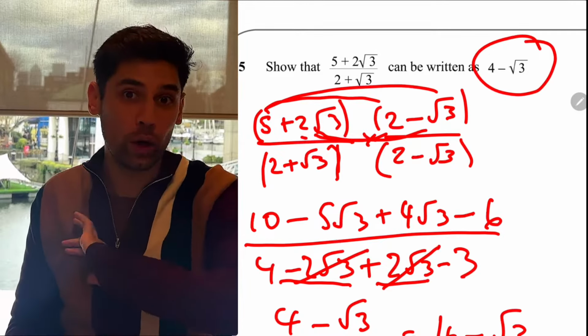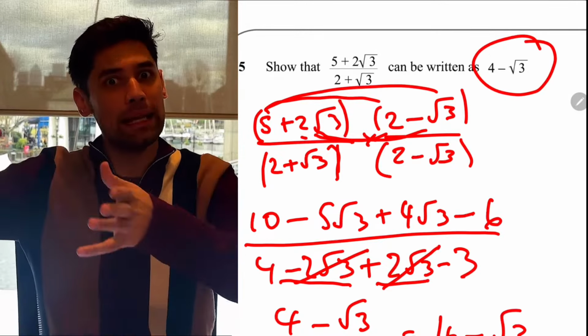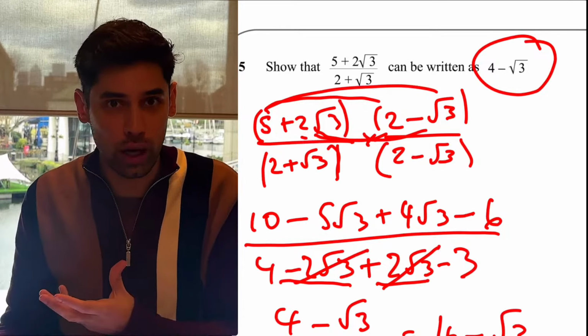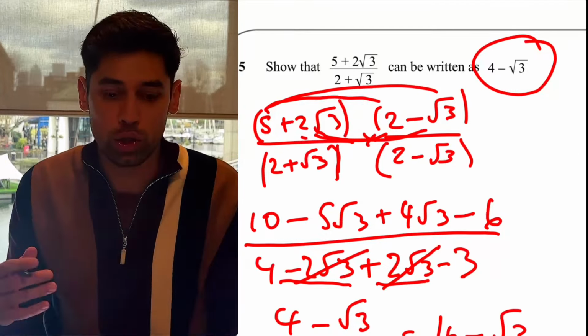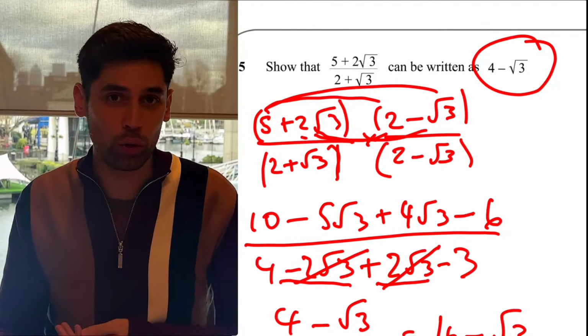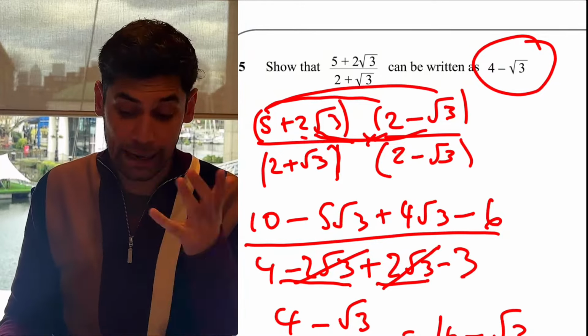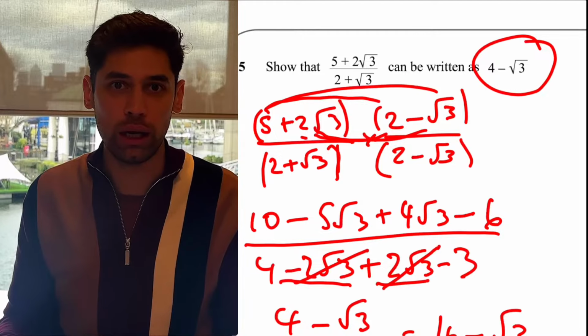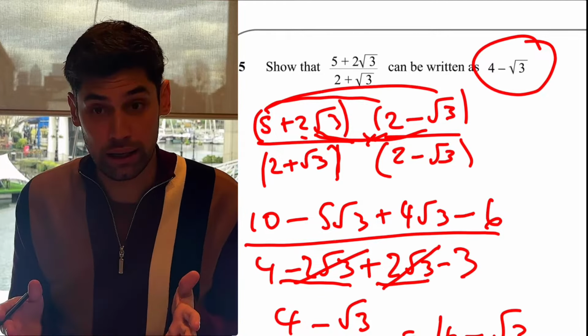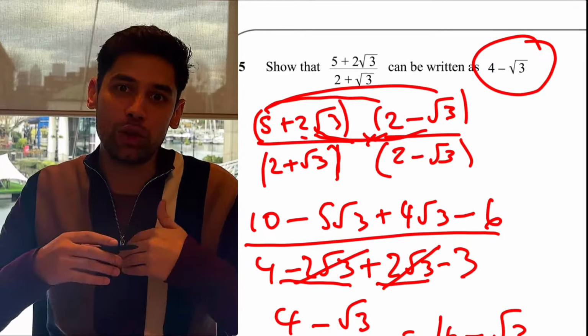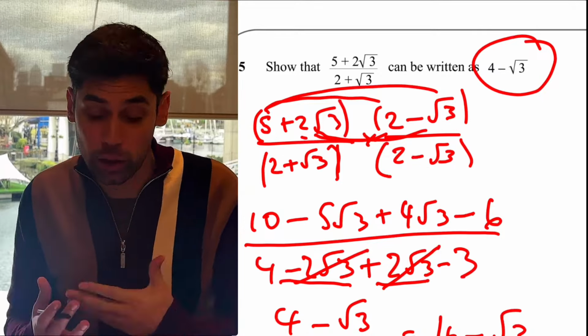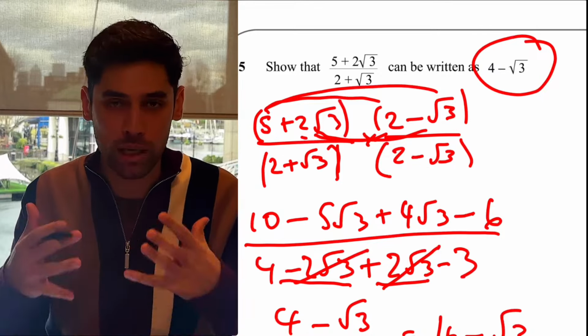So also, when a question says, show that this is this, and it tells you the answer, that's great because you know if you've got it right or not. And the fact that we've got to 4 minus root 3 means we know 100% we've got it correct. And if you don't get what they're asking for in the question, then although that sucked, at least you know you've made a mistake, and that gives you the power to go back and check, try and find your mistake, knowing that there must be one in there.